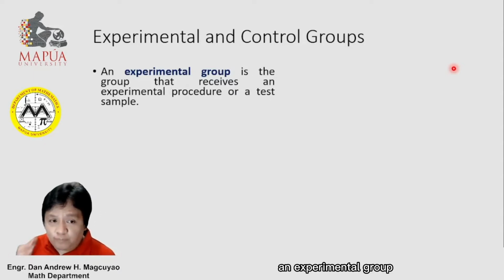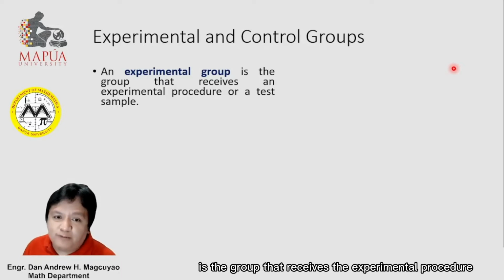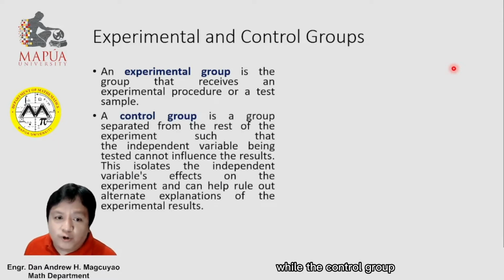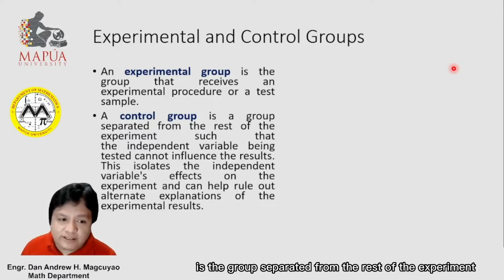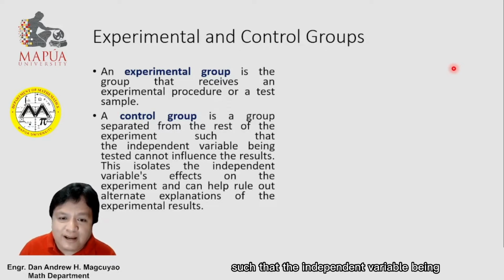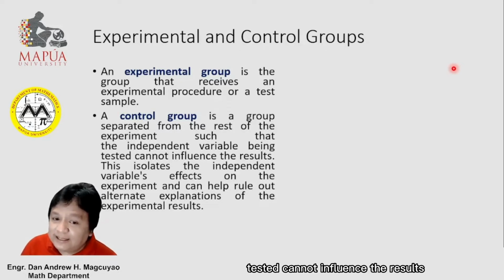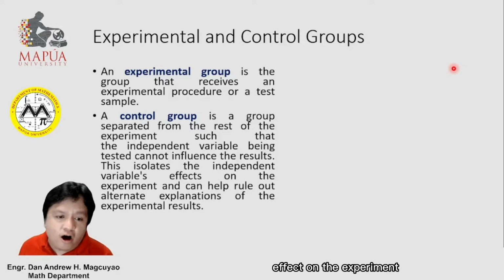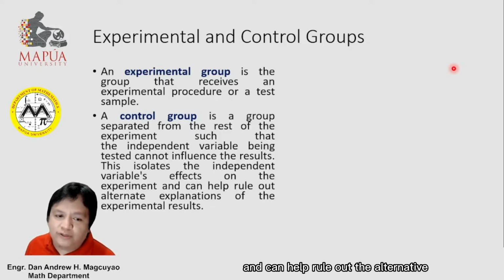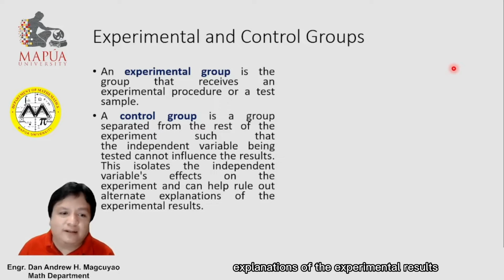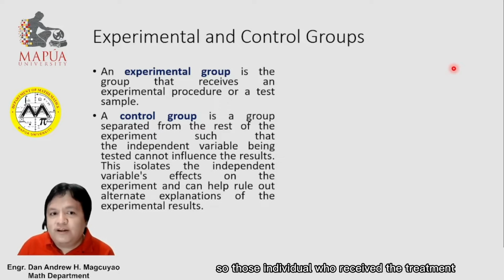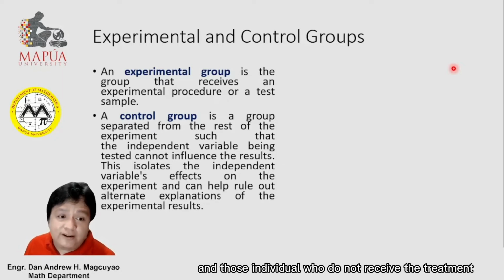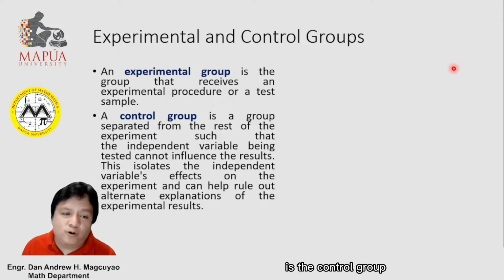An experimental group is the group that receives the experimental procedure or the treatment or the stimulus, while the control group is the group separated from the rest of the experiment such that the independent variable being tested cannot influence the results. This isolates the independent variable's effect on the experiment and can help rule out alternate explanations of the experimental results. So, those individuals who receive the treatment belong to the experimental group, and those individuals who do not receive the treatment are the control group.